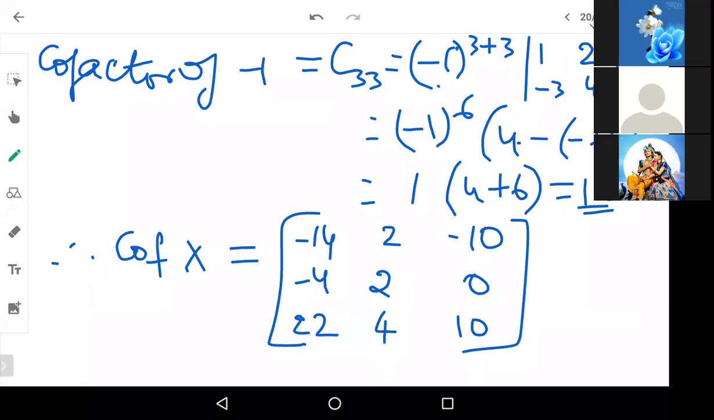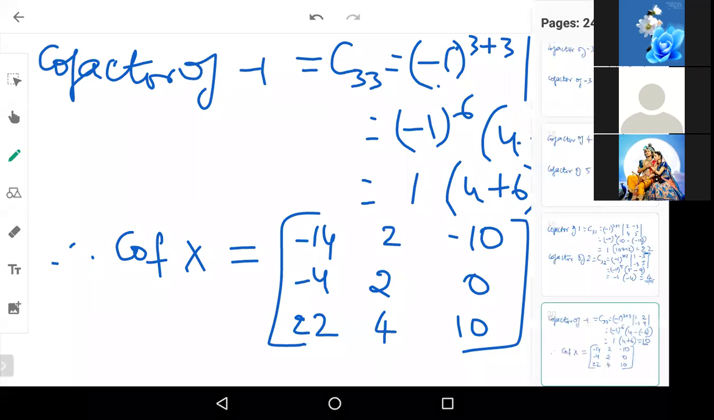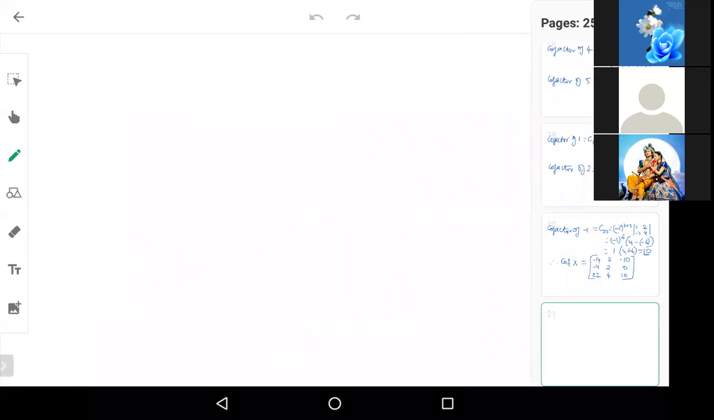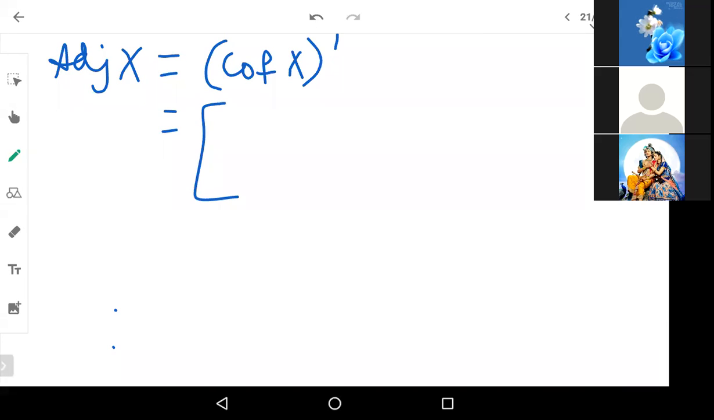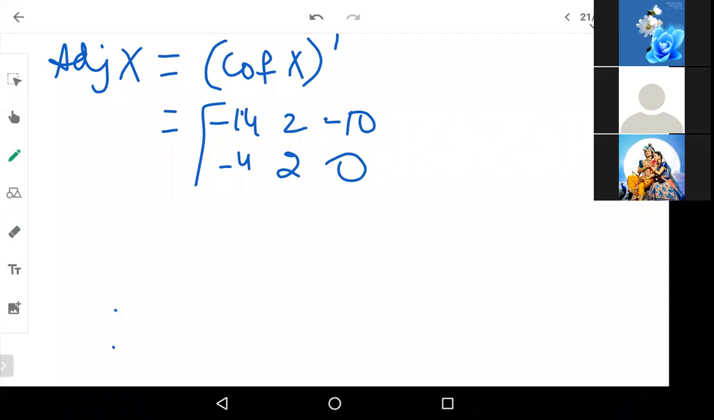Okay. Now let us finish that inverse. Now after this, we are supposed to find out adjoint of x, correct? So next, adjoint of x is nothing but cofactor of x transpose. So what is cofactor of x? Minus 14, 2, minus 10, minus 4, 2, 0, and then 22, 4, and 10.